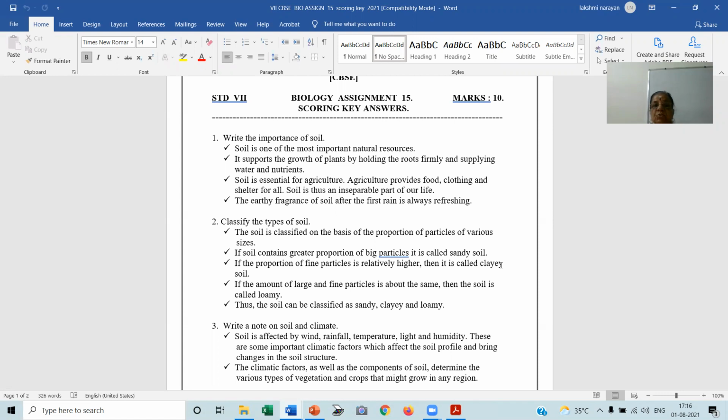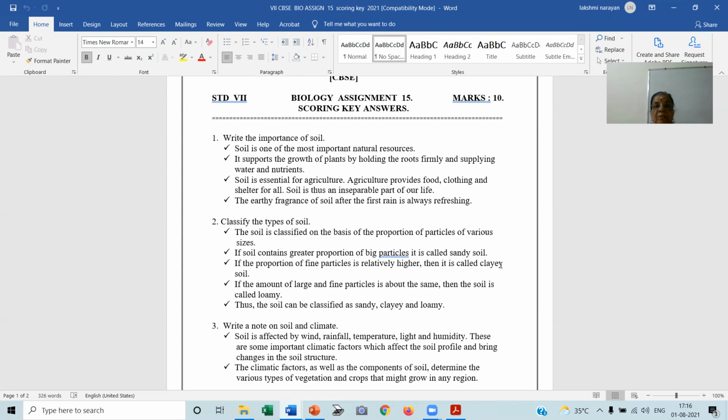So I say soil is one of the most important natural resources. It supports the growth of plants by holding the roots firmly and supplying water and nutrients. Then soil is essential for agriculture. Agriculture provides food, clothing and shelter for all. And soil is thus an inseparable part of our life. The earthy fragrance of soil after the first rain is always refreshing. Next, classify the types of soil.